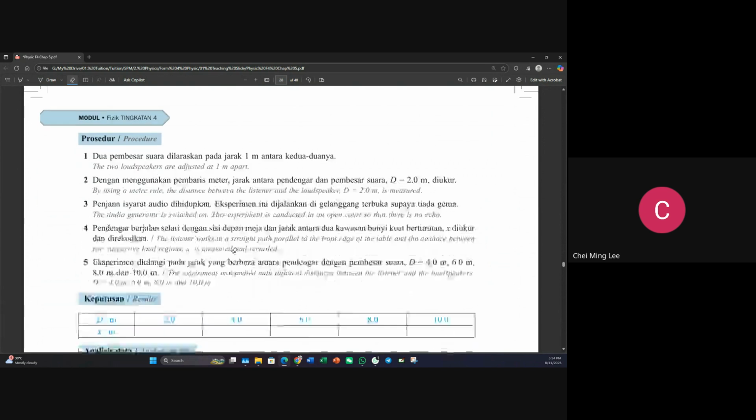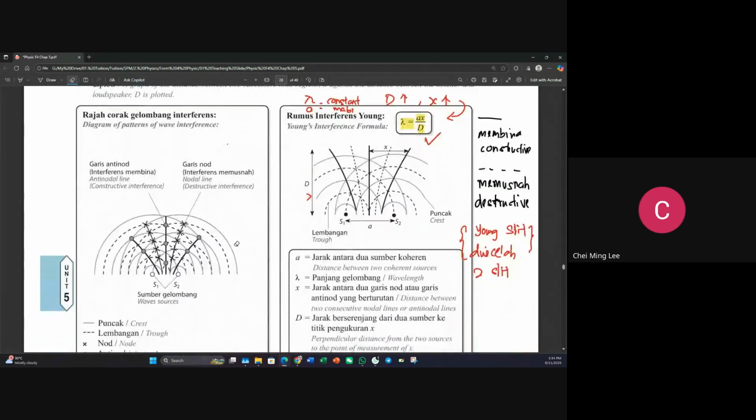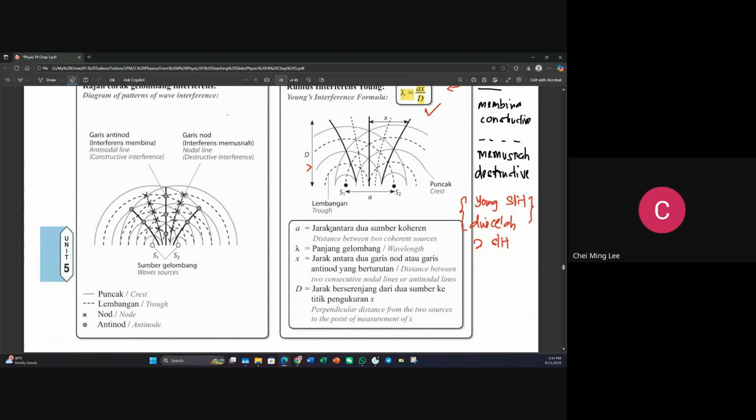Okay. So this is the one that you should learn. In terms of Young's interference formula, lambda equals aX over D, where a is the distance between the two coherent sources, and x is the distance between the nodal lines, or this one can also be the antinodal lines.